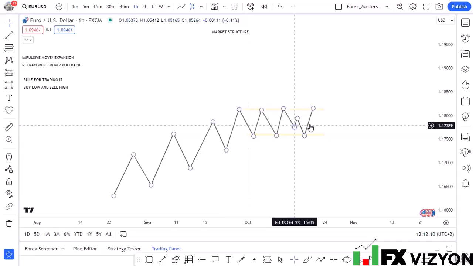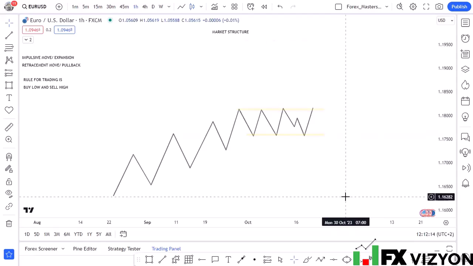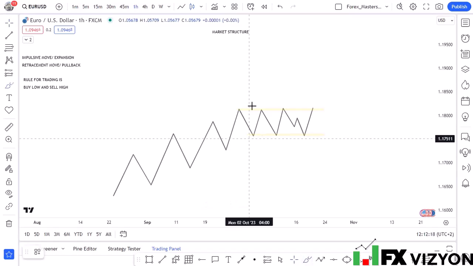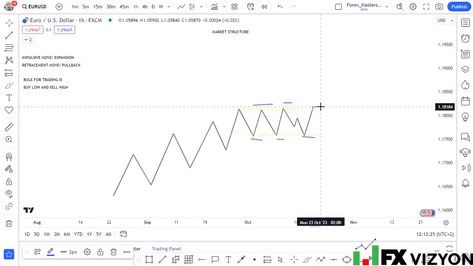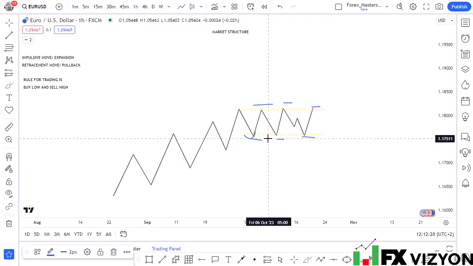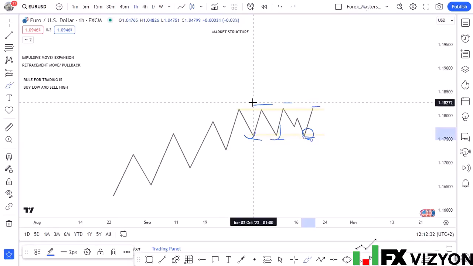So the market makers can either break to the upside or they can reverse the market and take it to the downside. But there are other traders who would want to buy here, sell there, buy here, sell there, buy here, and of course sell there, based on maybe first touch, second touch, then they would want to buy on the third touch, which is quite okay.